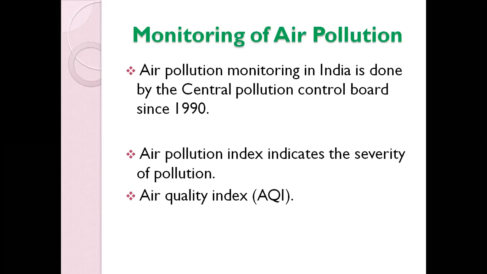So suppose the air quality index comes between 0 to 50, the quality of air is indicated as good, which means it has minimum impact on health. If it is 51 to 100, that is called satisfactory. And if it is 101 to 200, that is called moderate air pollution.